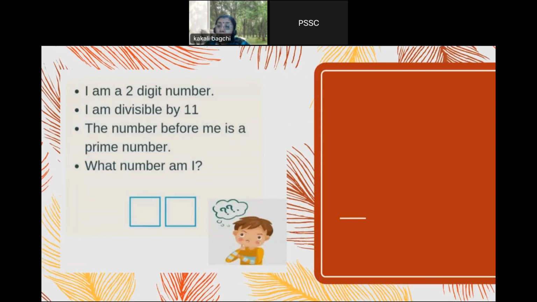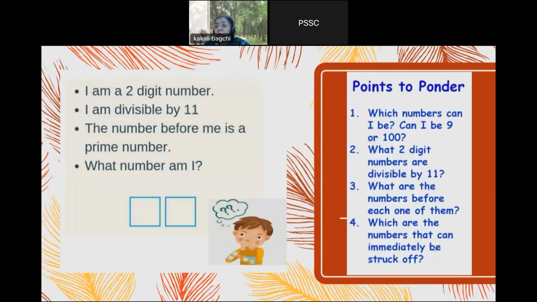I am divisible by 11. The number before me is a prime number. Who am I? First, ask the students which numbers between 9 and 100 I can be.